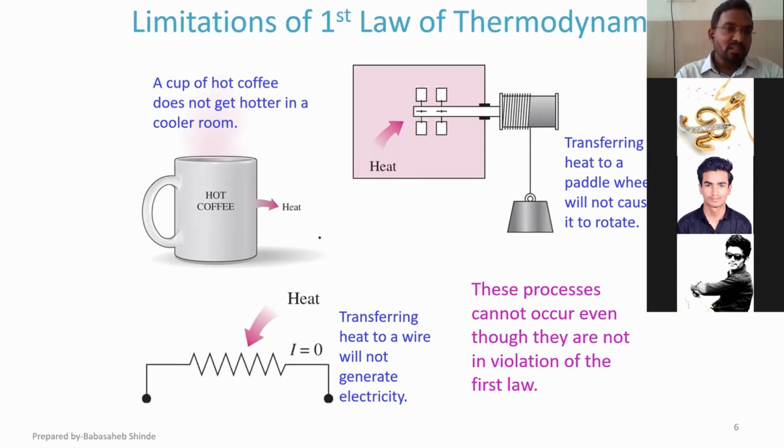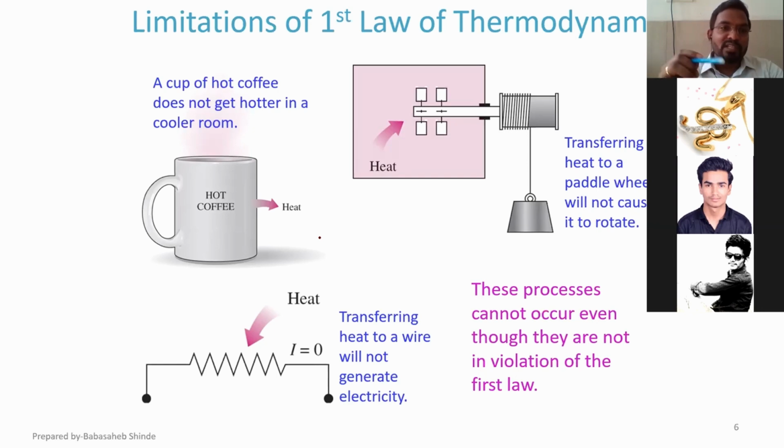Like for example, as first law talks about the conversion of heat into work and work into heat, when you convert work into heat, you can have 100% conversion, whereas when you convert heat into work, that efficiency falls below 50%, right? Because heat is low grade energy, low quality energy, whereas work is high grade energy or high quality energy.